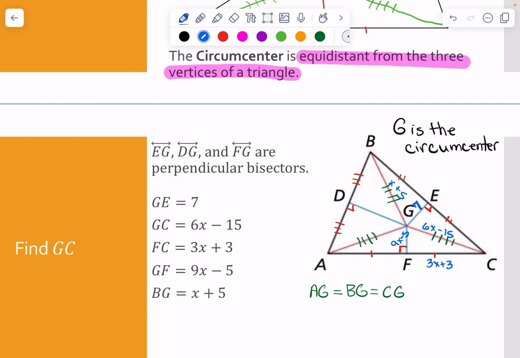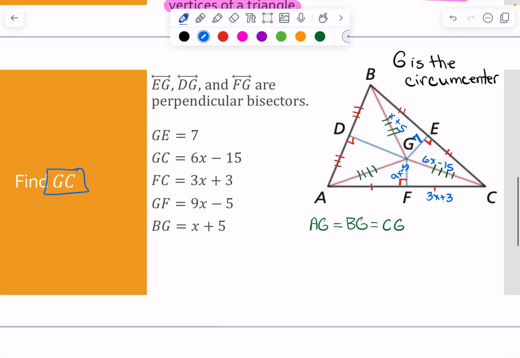And I have to find GC. So I need to be able to find the value of x. So I start looking here and I say, okay, what would be useful to me? And really, what doesn't even have a use at all? Well, I don't know any relationship between those two perpendicular bisector pieces. I also only know that FC, this part, and this part would be congruent to each other. So those aren't going to help me.